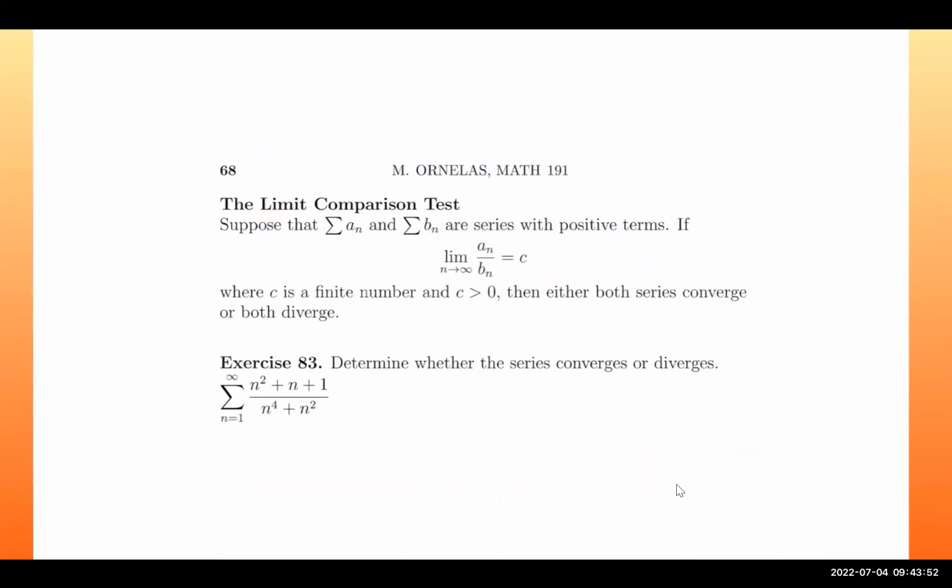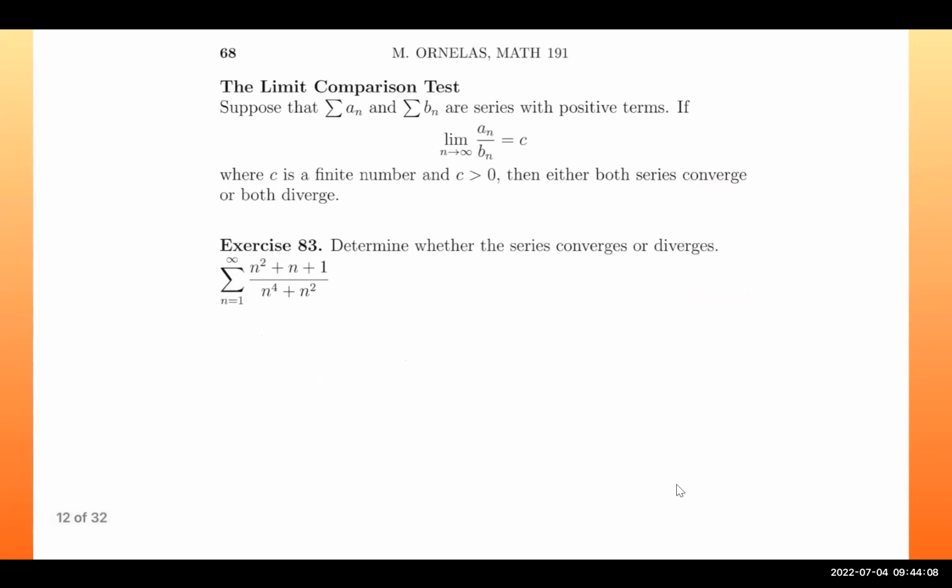For the limit comparison test, you're going to take two series once again. You're going to divide them and take the limit. If the limit is positive and a finite number, then they either both converge or they both diverge. So in this case, the idea is you want to divide by something that will make the exponents equal. So that would be 1 over n squared, because when you multiply by the reciprocal, you're going to get n to the fourth, and you have n to the fourth. So that's the idea.